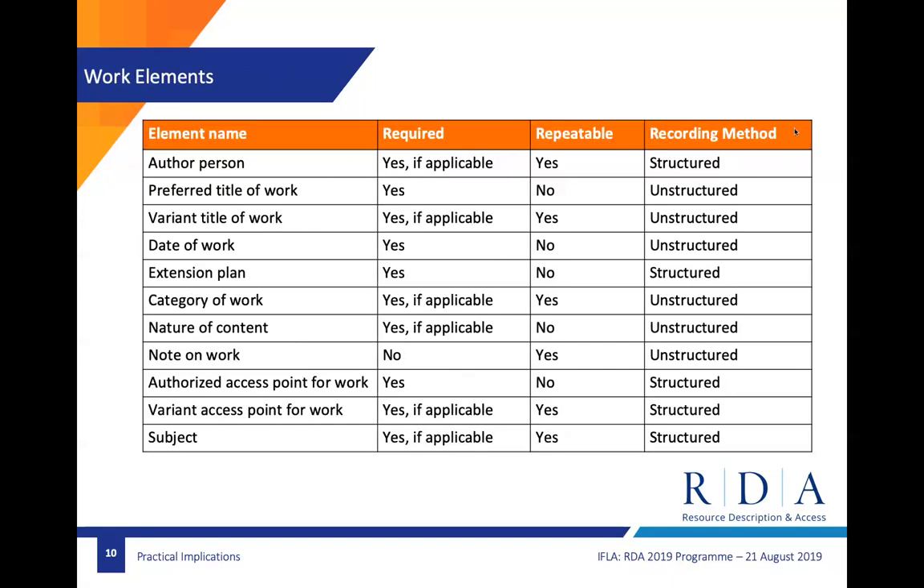The work elements have mostly what you would expect. Author person might look a little weird to you, but it is a new element name in the beta toolkit, and it's relatively descriptive in any case. These are the things I would be using to describe a work. Subject is structured, and I'm going to give you an example of how I would approach subject for my book, but I'm not going to go into great detail because I'm going to use a vocabulary external to RDA for that.